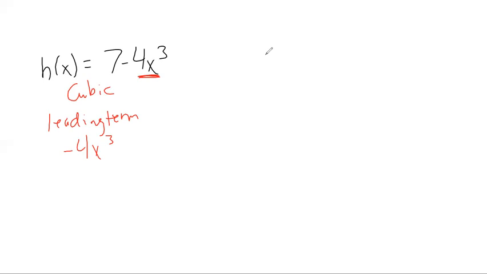The leading coefficient is just what's in front of the x cubed, which is negative 4. And the degree is just the power of the leading term, so it's just 3. And that is your first example. Now your second one.